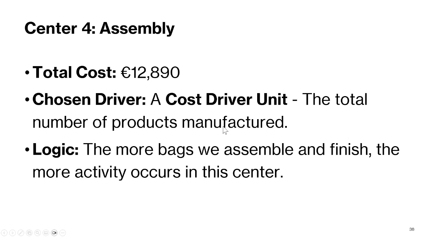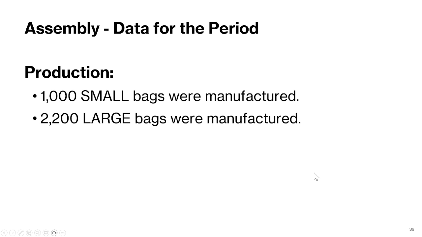We move to the assembly, which costs 12,890. The activity is driven by the total number of bags finished, right? So I think the logic is the more bags we assemble and finish, the more activity occurs in this center.